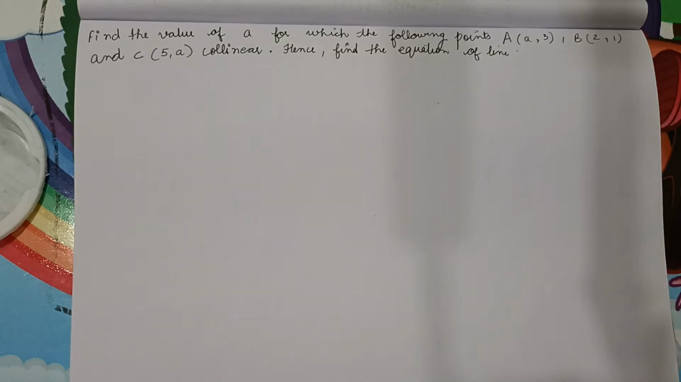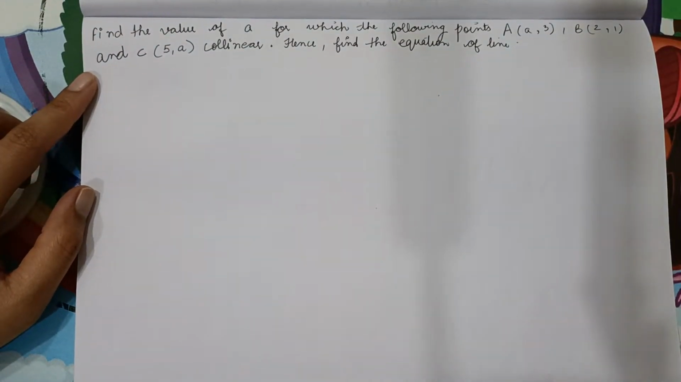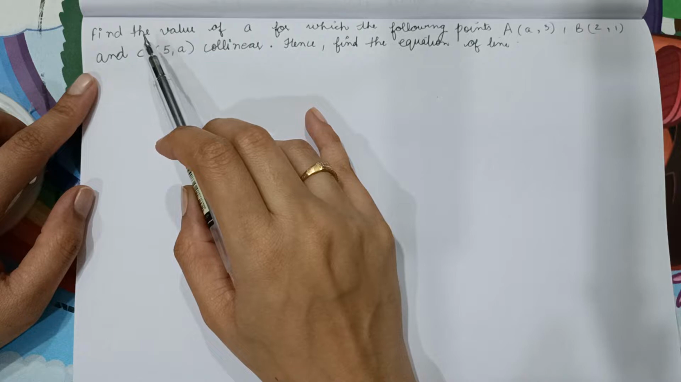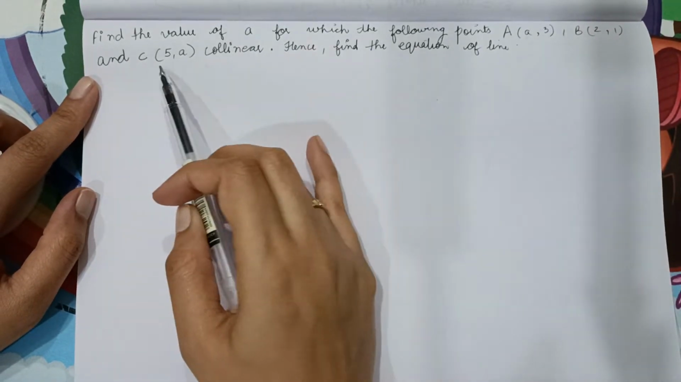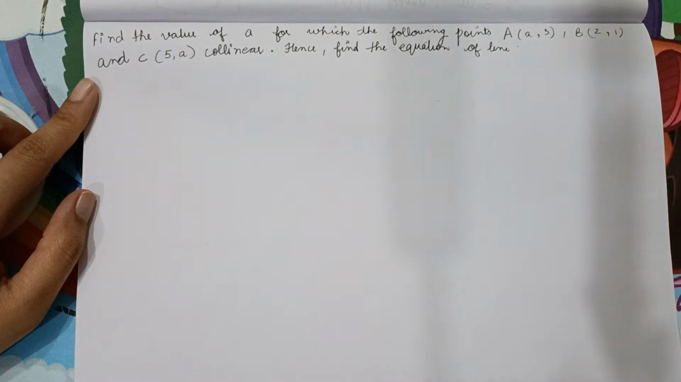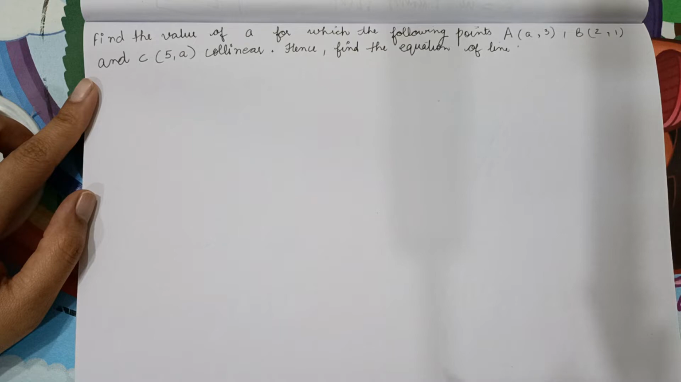Let's solve this question. This is question number 5 of equation of line, the revision series which we are doing. The question is: find the value of a for which the following points A, B and C are collinear, and then find the equation of line. In this question, it's given to us that 3 points are collinear.